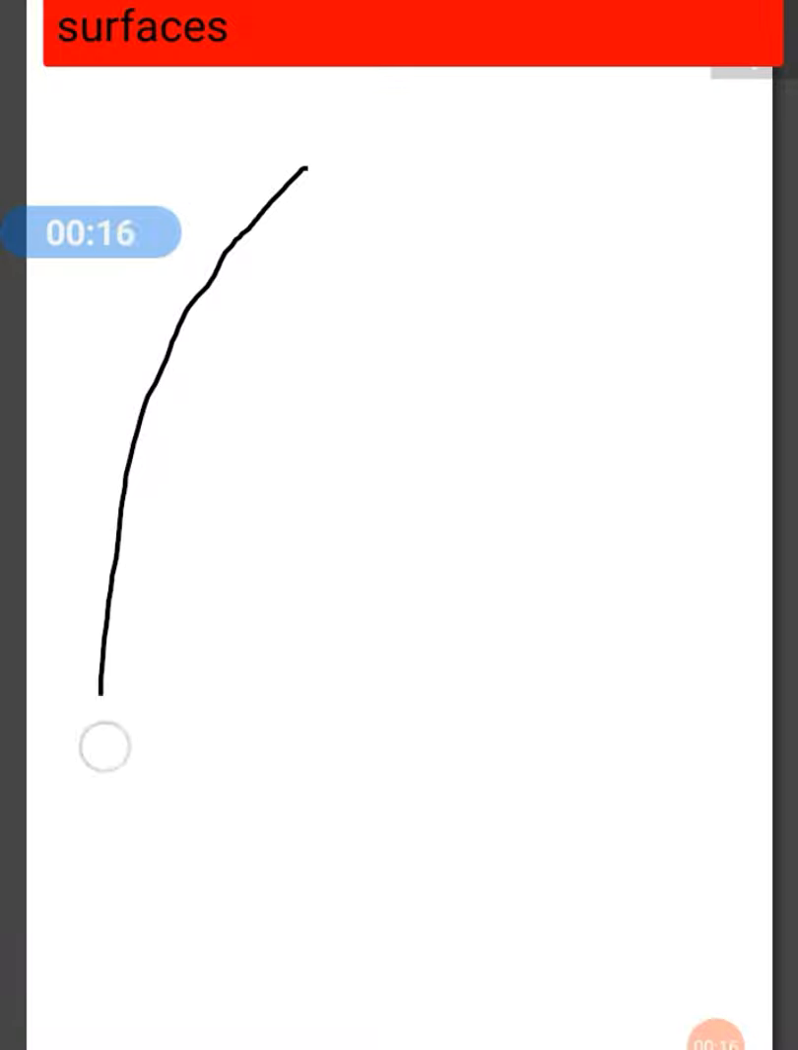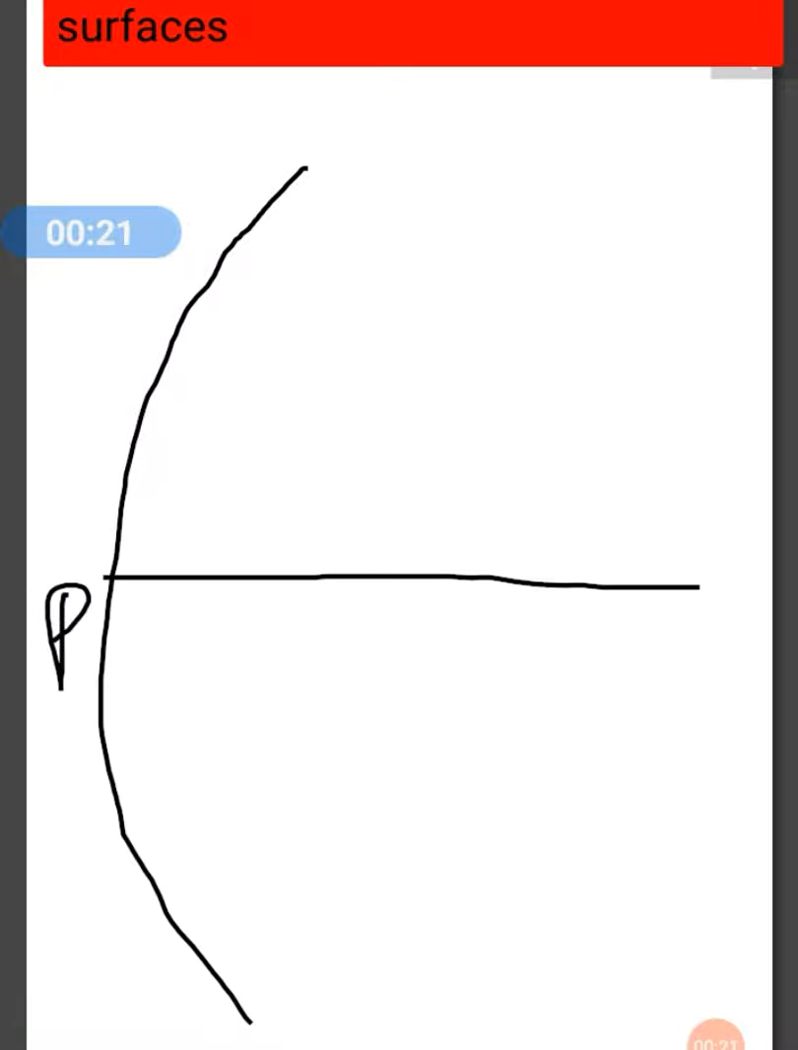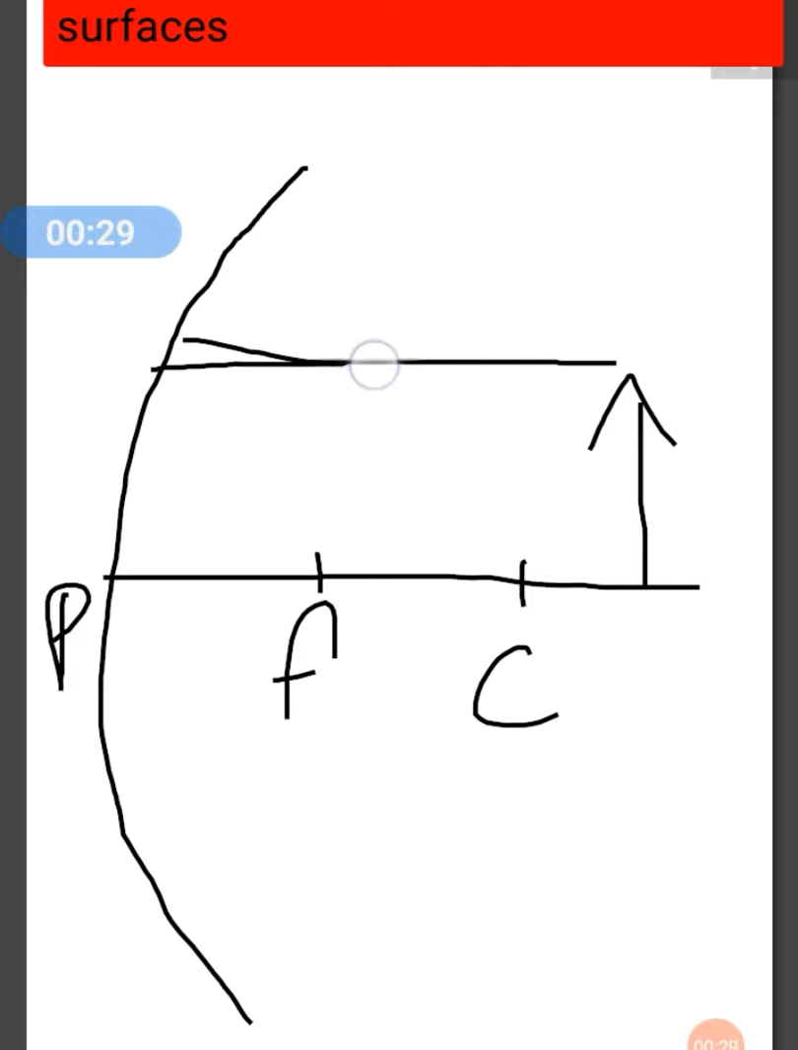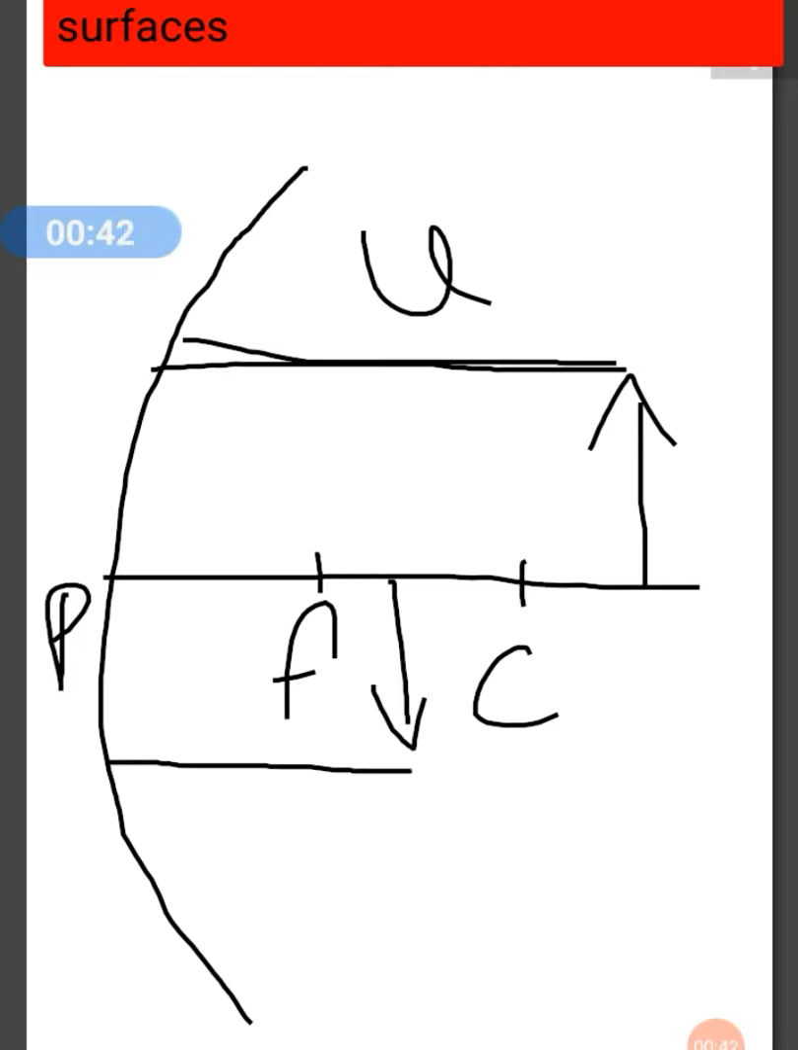See, this is the concave mirror, pole, focal point, center of curvature. This is the object. The distance from the pole to an object is called the object distance, and it is denoted by U. Now this is the image. The distance from the pole to an image is called the image distance, and it is denoted by V.